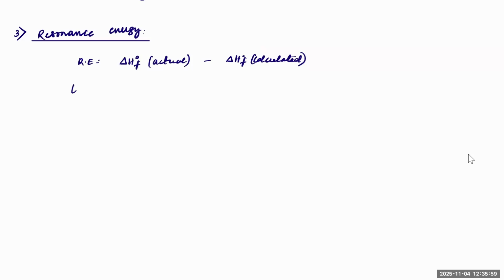So you will see usually delta H of formation of actual is always less than delta H of formation of calculated, which implies resonance energy is always less than zero. It's a released energy always. Okay, next.